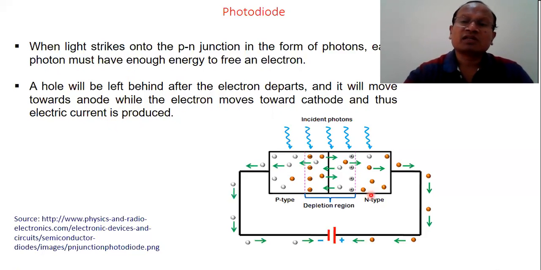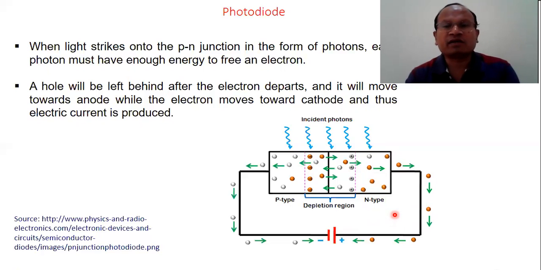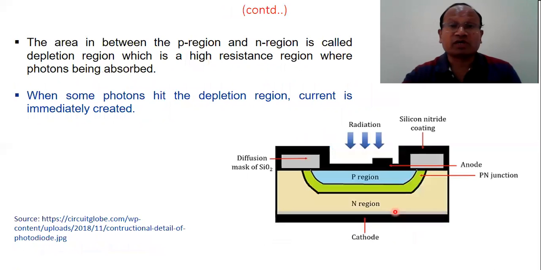You see here that the holes are coming towards the cathode and the electrons are coming towards the anode, because the direction of holes and electrons will always be opposite. So your holes which are coming here, and the electrons which are coming towards the positive terminal of the battery, constitute the flow of current in the PN photodiode.